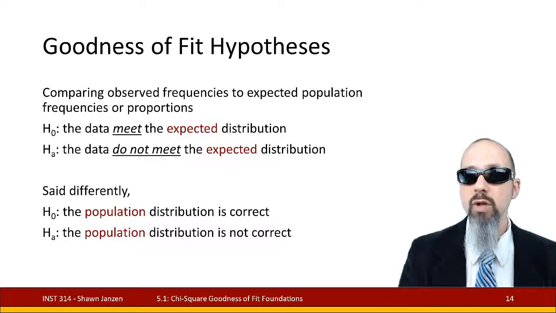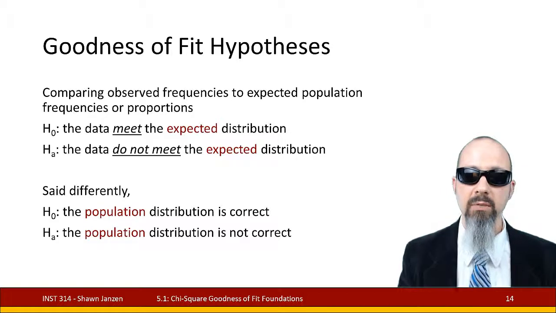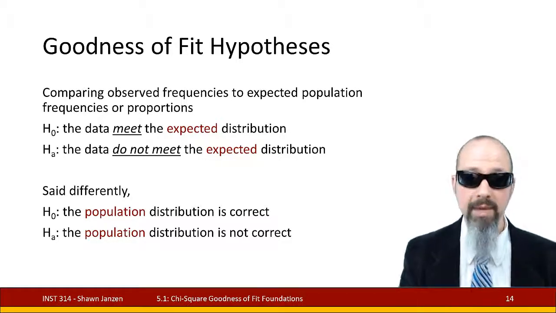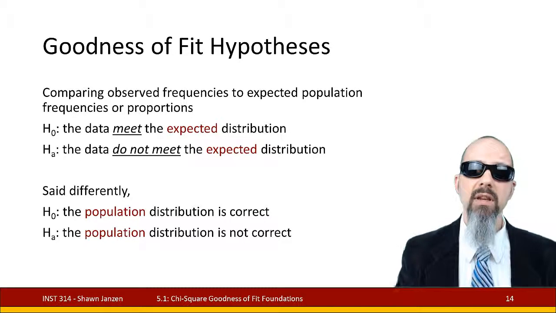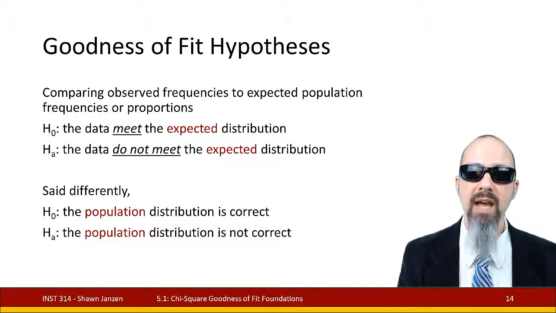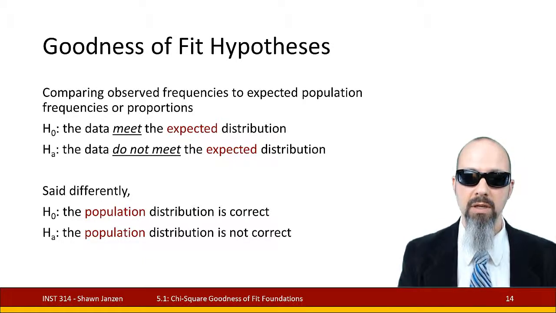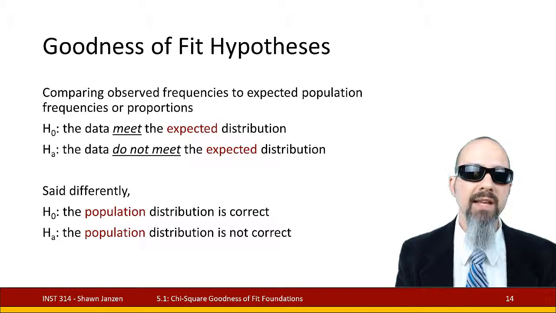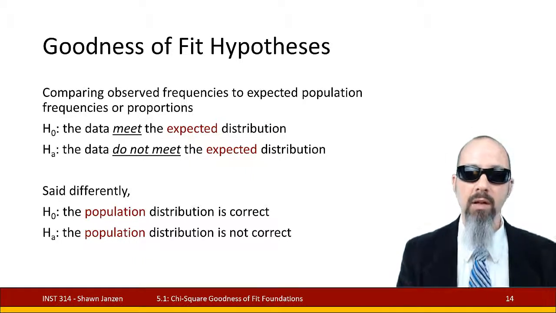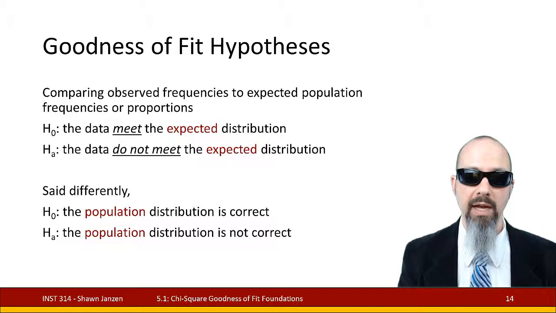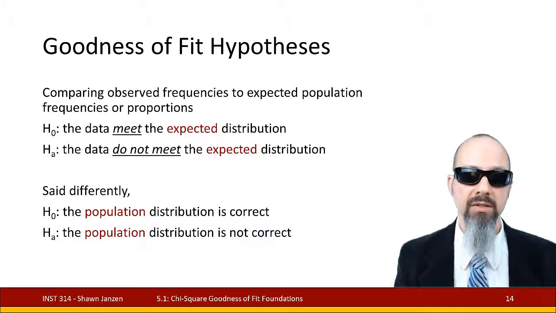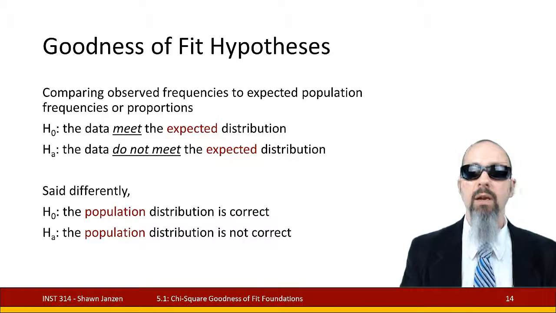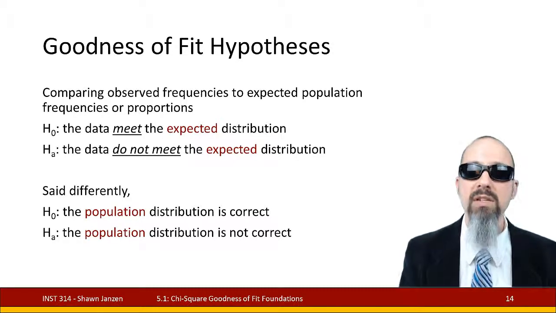We can also say that there's no difference between the distribution that we have and the one we would expect to find. Conversely, the alternative is that the data does not meet the expected distribution. It does not match that which we'd be expecting to find, regardless of whether it's frequencies or proportions. So to say this a little differently, with the null, the population's distribution is correct. Ours is not significantly different from the population's, and it is the correct distribution. Alternatively, we could also say that the population distribution is not correct.